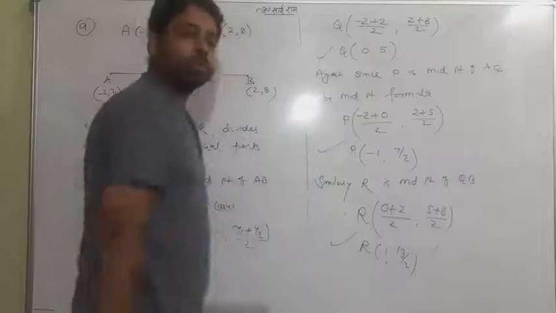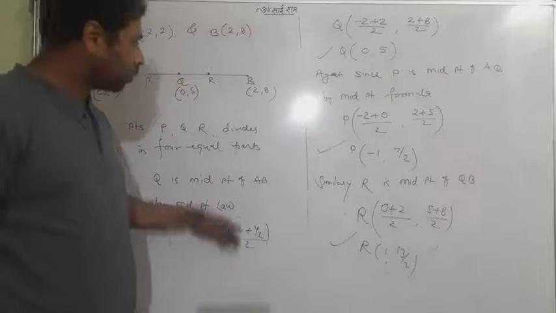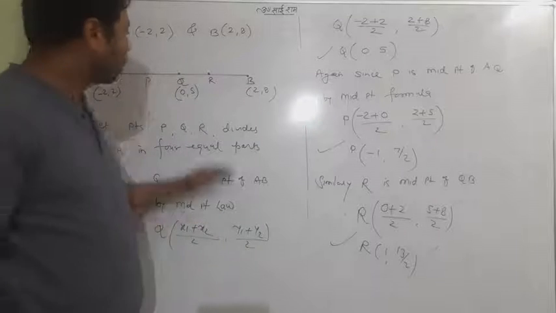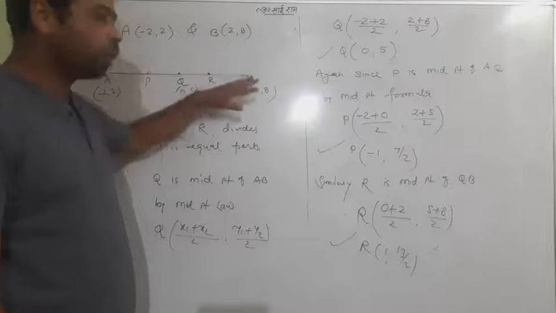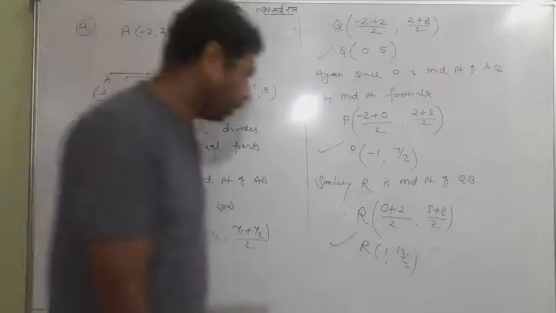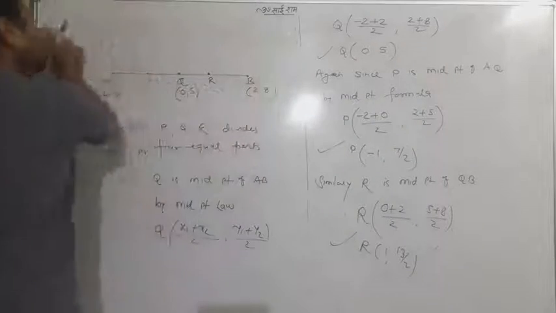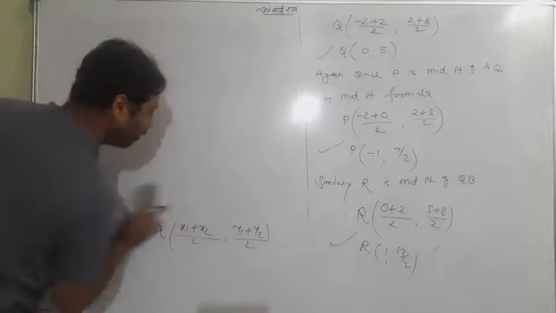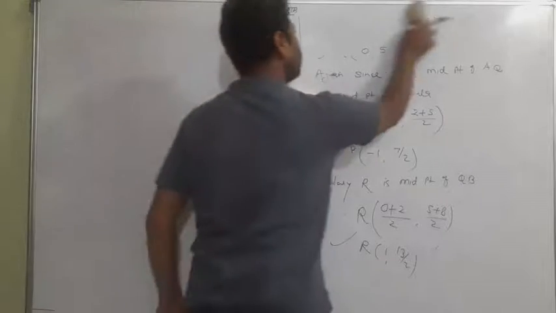So this is the method. It's a very easy method. By using the midpoint concept, we have got all the points which divide the whole AB into 4 equal parts. Okay. Now let's look at some questions. One more question it is containing. So let me take this question.